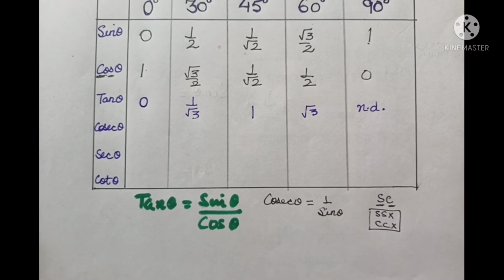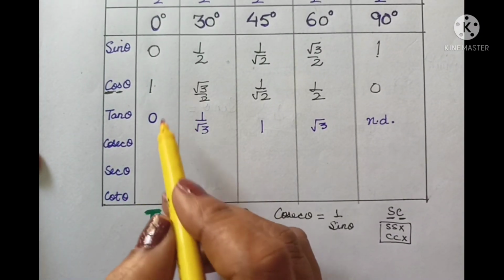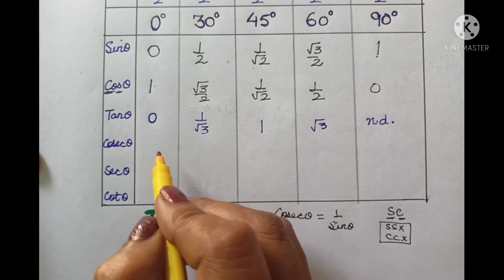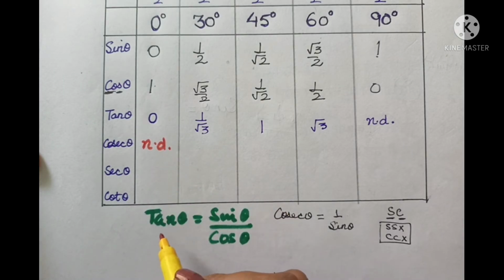So let us write in the values for sine theta, cosecant theta now. Sine is 0, 0 reciprocal is, if 0 can be written as 0 by 1, so reciprocal of 0 by 1 will be 1 by 0, that is not defined.